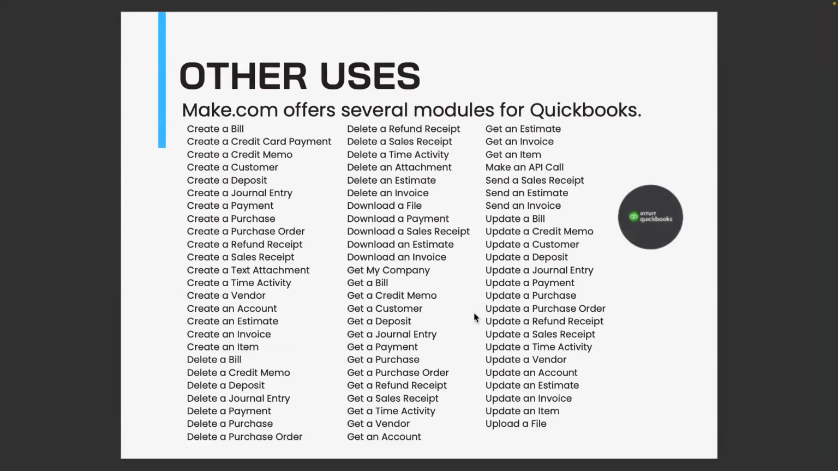So Make.com has all of these modules for QuickBooks. So you can do any number of types of transactions. And if there isn't one on the list, they have one that's called Make an API Call. And I'm going to be showing an example of that a little bit later. But you can see that you really have a variety depending on the type of activity that you need to do in QuickBooks.